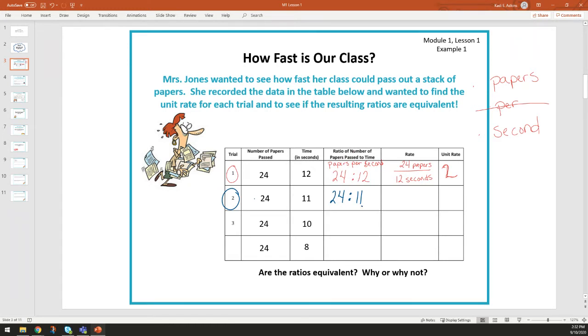And then now our rates, we have 24 papers divided by that 11 seconds. So when we go in, we need to use our calculators now. We're going to take 24 divided by the 11 seconds. Give you a few seconds to complete that.